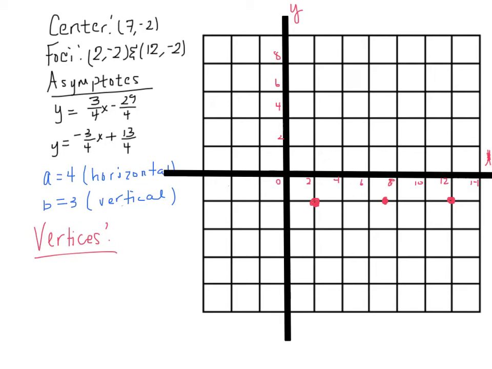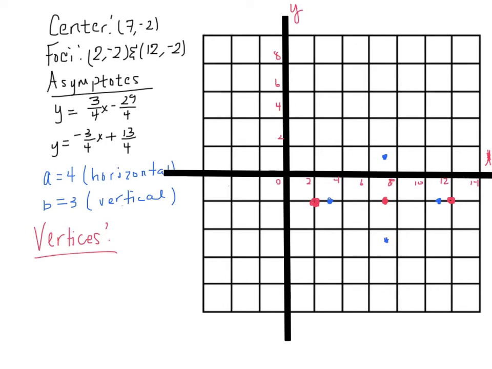So when I do that, if I'm at 7 and I go in a horizontal direction 4, then I'm at (11, -2) in the positive x direction. And if I go back to the center at 7 and go to the left 4, then I'm at 3. Those are my vertices. They are on that transverse axis. But that's not all. If I go back to the center and move up 3 in a vertical direction, then I am at (7, 1). And if I go down 3 in the negative direction, so that's 2 and then 3, then I'm at (7, -5).